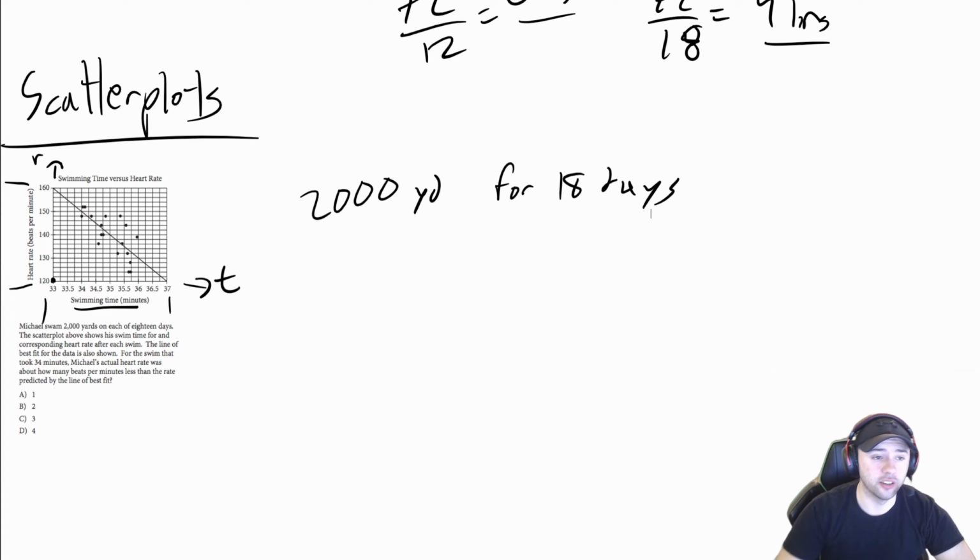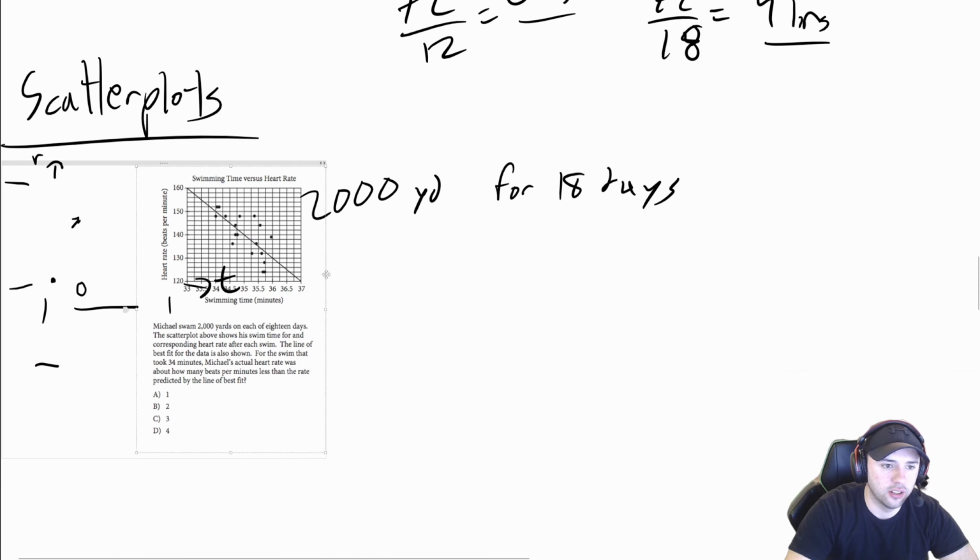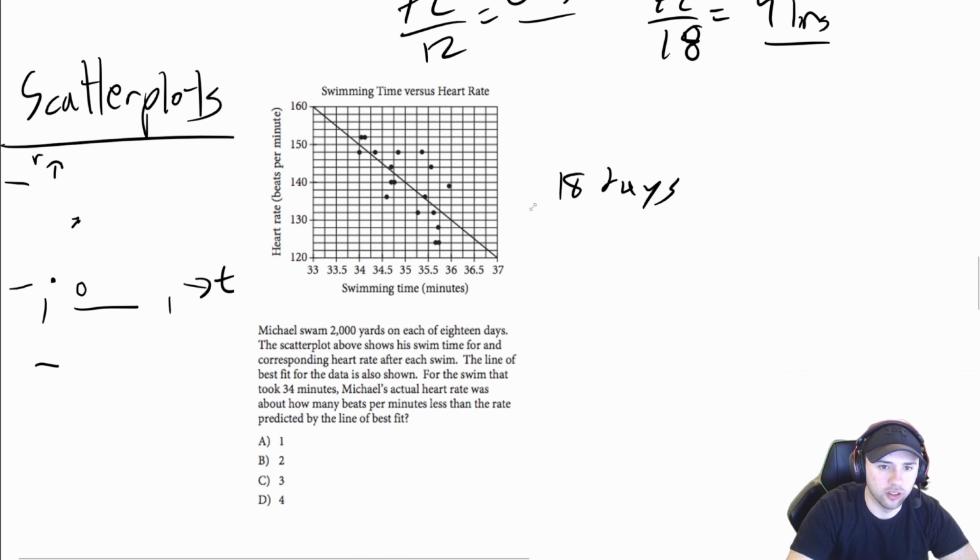Okay, there's a lot going on in there. So what it's asking us for is, based on the day where it took 34 minutes, which would be this day, because that's at the 34 minutes, there's this one little dot there. And let's actually, I'm going to move this and make this bigger so we can see it.